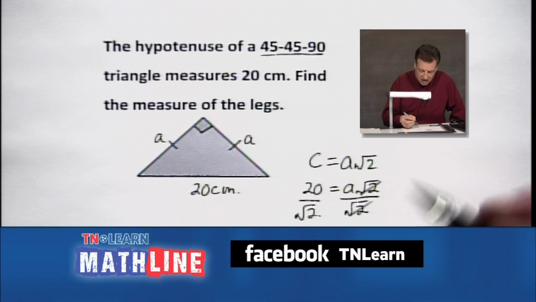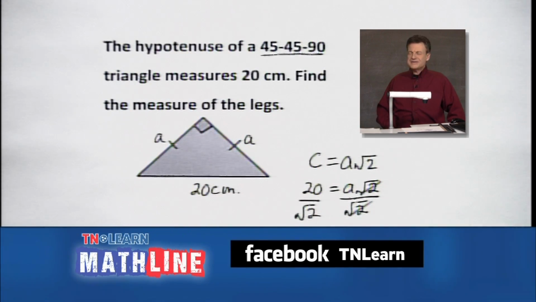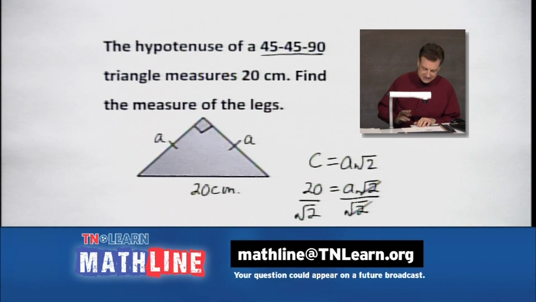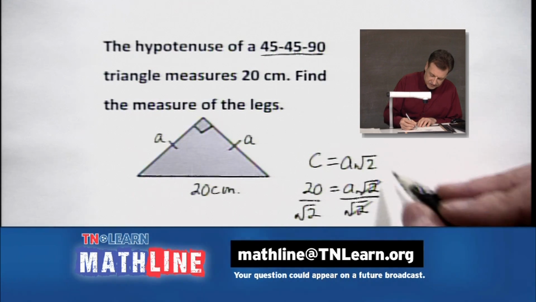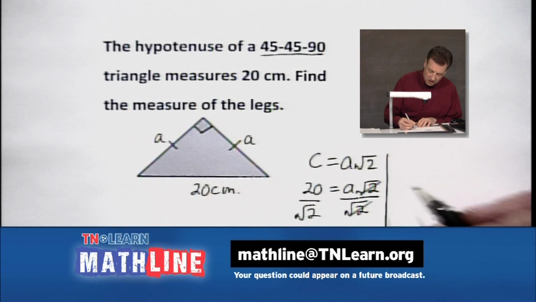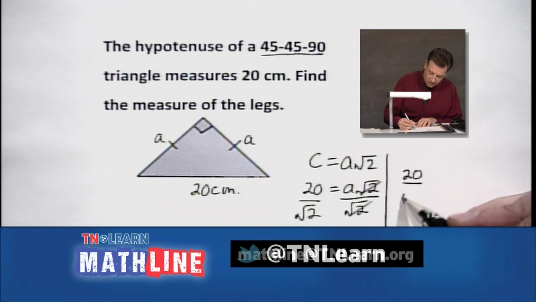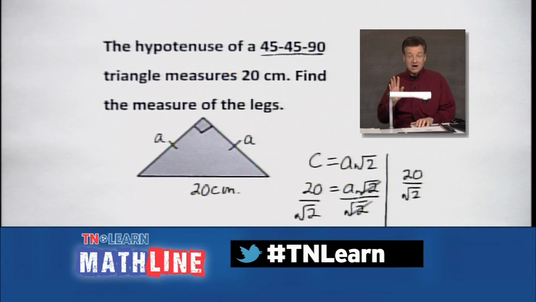So a is hanging on, but ooh, we got this ugly looking thing. It's not that ugly. It really isn't. It's kind of nice, actually. But let's see what we would do. Off to the side here, we're going to play a little bit. We're going to say 20 over the square root of 2. That means divided by, all right?